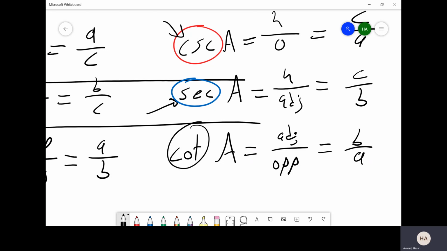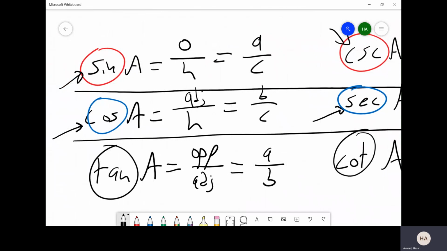Okay? Now, there's one last thing that we have to discuss as far as tangent is concerned, and also as far as cotangent is concerned, because they have this weird partnership as far as them being reciprocals.